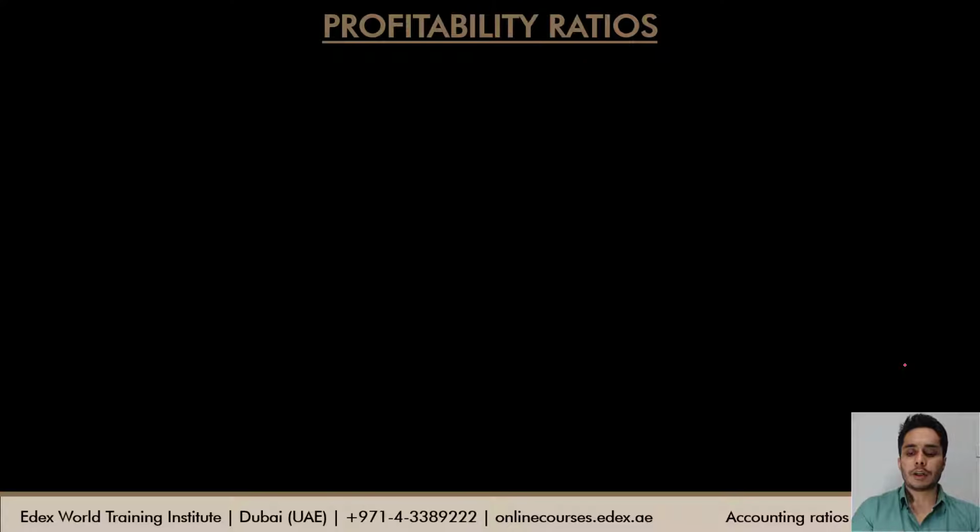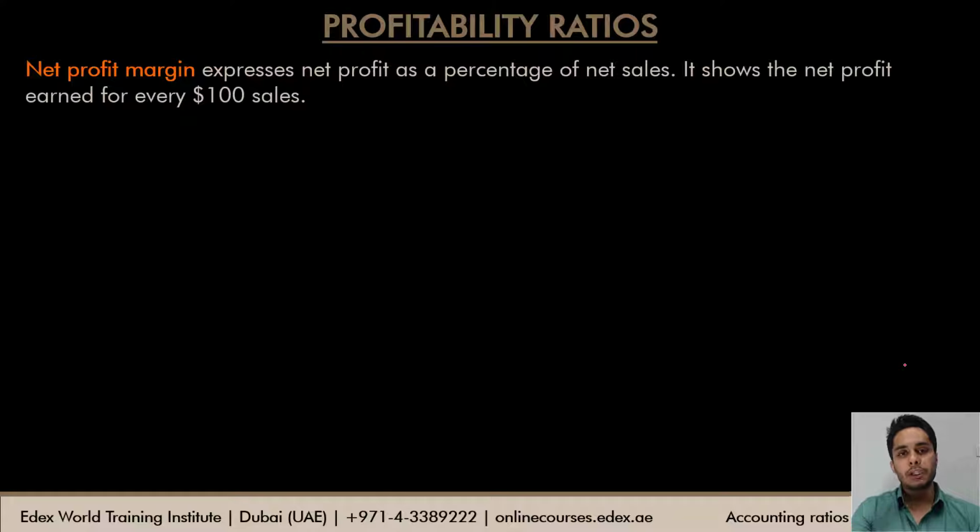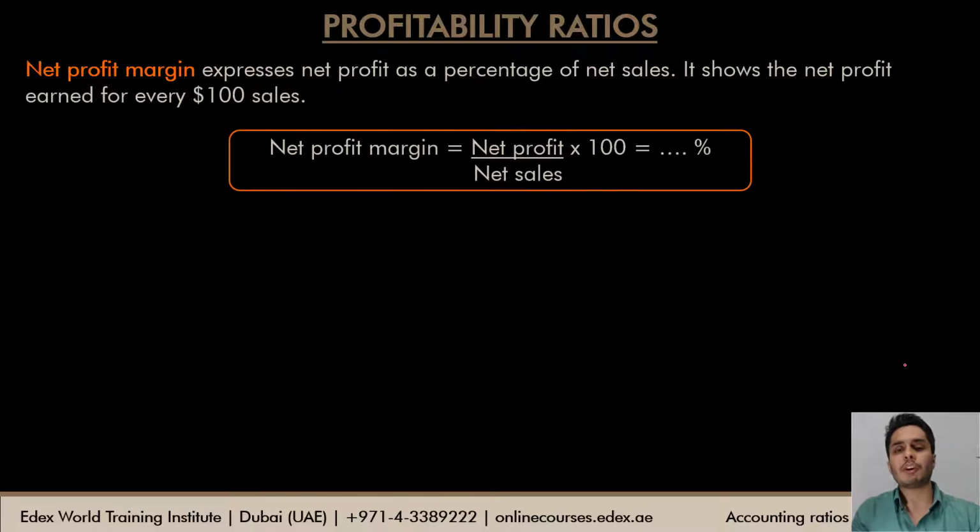Our next ratio under this category is the net profit margin. Now, net profit margin expresses the net profit as a percentage of your net sales. It shows you for every $100 sale, how much net profit the business is earning. Looking at the formula is very simple. Net profit upon net sales into 100, expressed as a percentage.